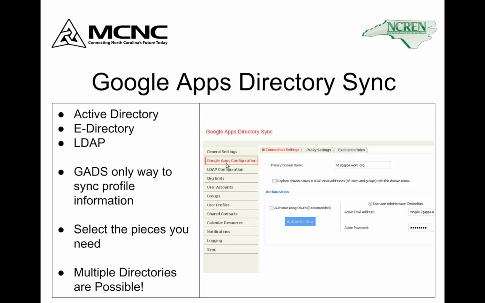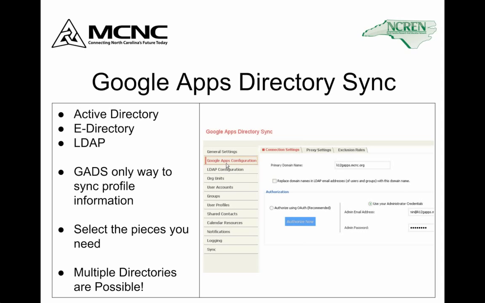We can also use GADS to push profile information. Profile information being what school personnel are at, what phone numbers are, and different types of things along those lines. We'll take a look at that information here in a few minutes. We can select individual pieces. If there's only certain pieces that you want to synchronize with Google, we can choose those individual pieces and be able to push them up to Google Apps as well.